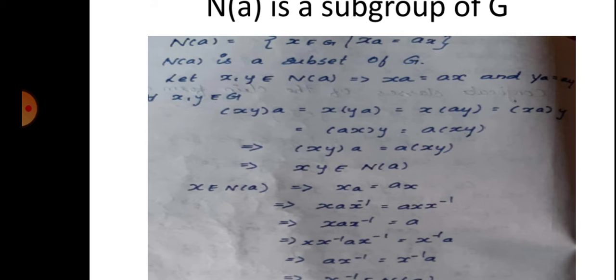Now we have shown that x inverse commutes with a. Therefore x inverse belongs to N of a. Now we have verified the closure property and the inverse property. So therefore N of a is a subgroup of the group G. The proof is over.